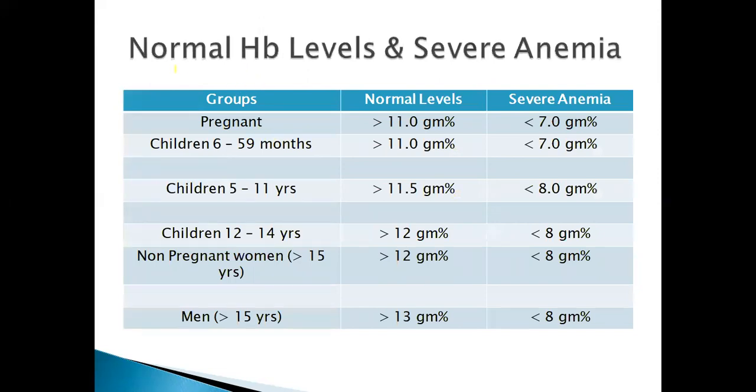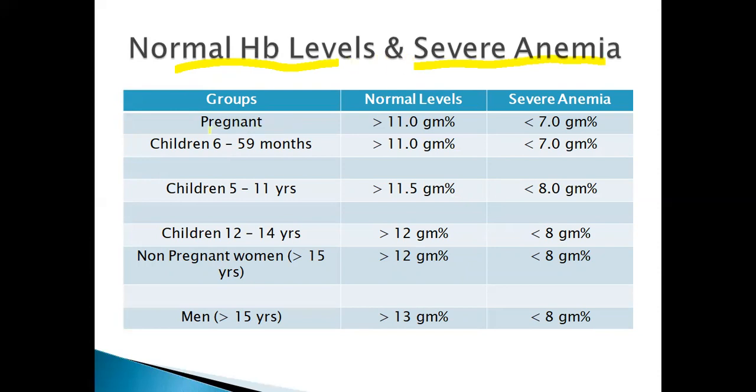Now look at normal hemoglobin levels and severe anemia. The module talks about mild and moderate anemia levels also. Those who want to have a look, I'll post the link of the module in the description. You can go and have a look, but at least we need to know what are the normal levels for the various groups and under which level we call severe anemia.